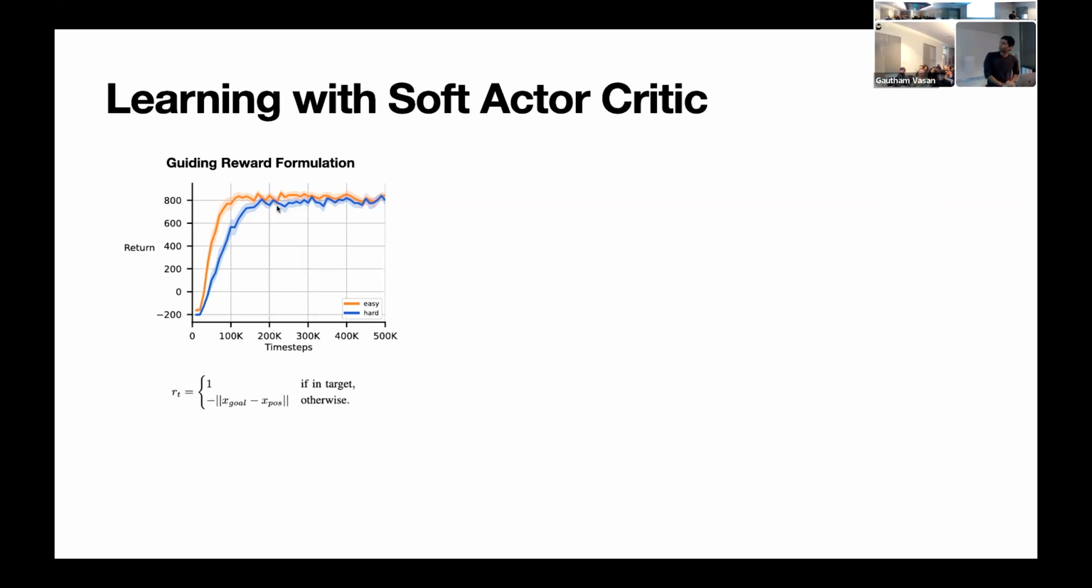So it's quite a good sign of learning here from the guiding reward formulation. It learns pretty fast. Around 10,000 steps, it starts spiking up, and then it also starts to plateau quite early. After about 100,000 steps, and maybe a little more for the hard variant, it achieves near best performance.